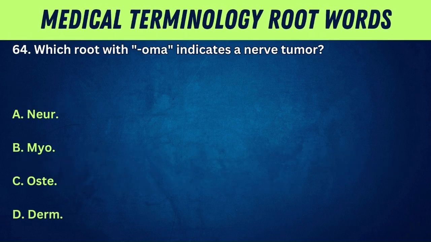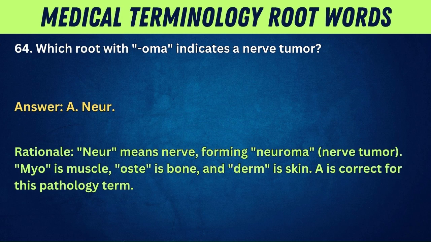64. Which root with oma indicates a nerve tumor? A. Neur. B. Myo. C. Ost. D. Derm. Answer: A. Neur. Rationale: neur means nerve, forming neuroma, nerve tumor. Myo is muscle, ost is bone, and derm is skin. A is correct for this pathology term.